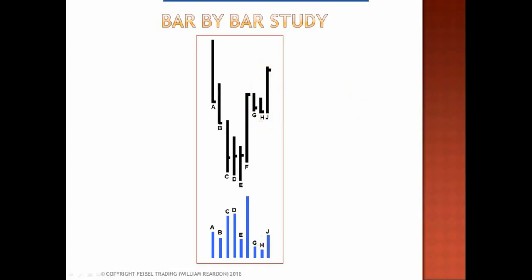Why? Because both of these bars here tell us there's no supply in the market, and this bar here confirms there's no supply in the market. How? By driving up higher with average volume. We get a good spread with average volume, and that's bullish. So this tells us that buyers are in control.